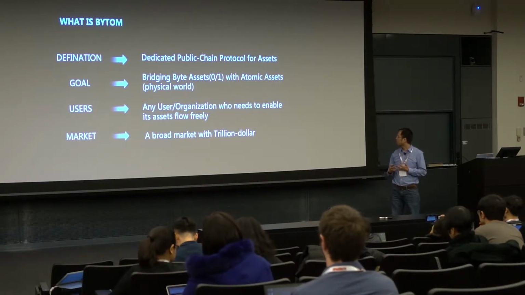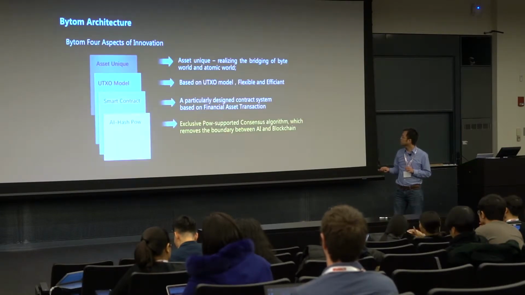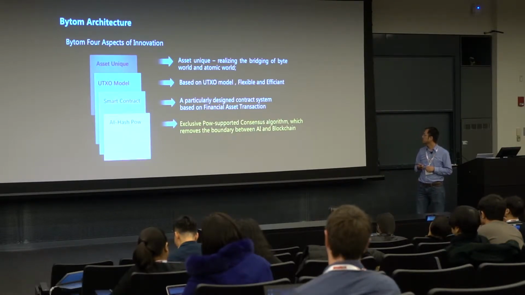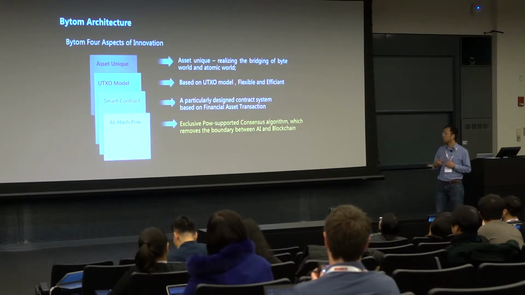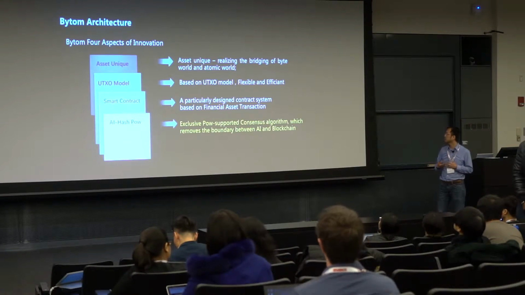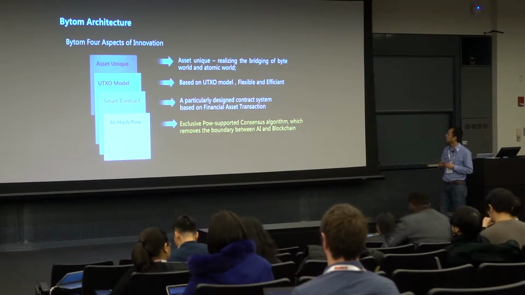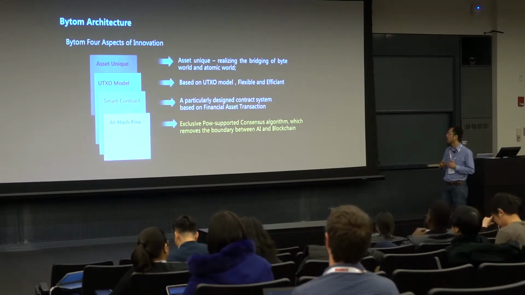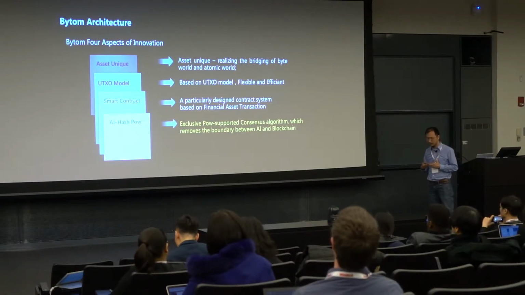And we also want to make it a public blockchain for all the assets in the future. So you can say that this is our innovation. Based on the UTXO model, we are more flexible and efficient in supporting all kinds of digital assets in the future. And we also make a very secure smart contract and virtual machine in our public blockchain. It is based on financial asset transactions.